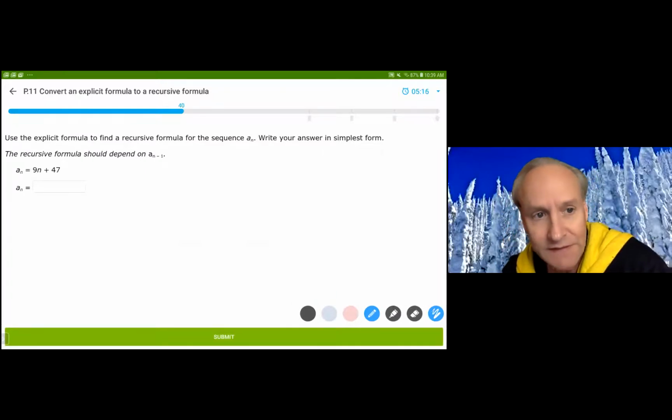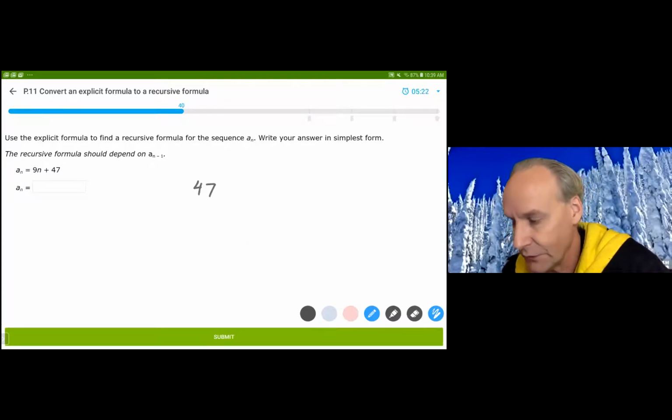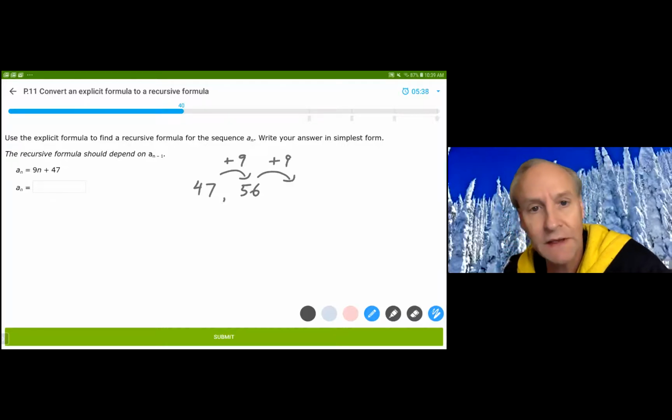Be careful. It's not the plus 47. That's going to be the part that you're going to get confused about. Remember, the 47 is our 0 term. And in order to get to the next term, it's going to be 9 times 1 plus that, which is 56. And it's 9 more. Remember, our slope or our rate of change for our y's is 9 every time the x's go up 1.